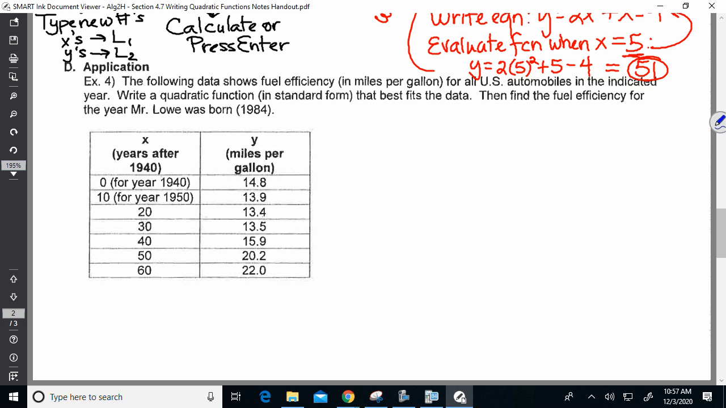So, we have our table. X represents the number of years after 1940. That means x equals 0 represents 1940. X equals 10, 1950. X equals 20 would represent 1960, and so on down the list. Y values, miles per gallon. So in 1940, an automobile only got 15 miles per gallon. That sucks.